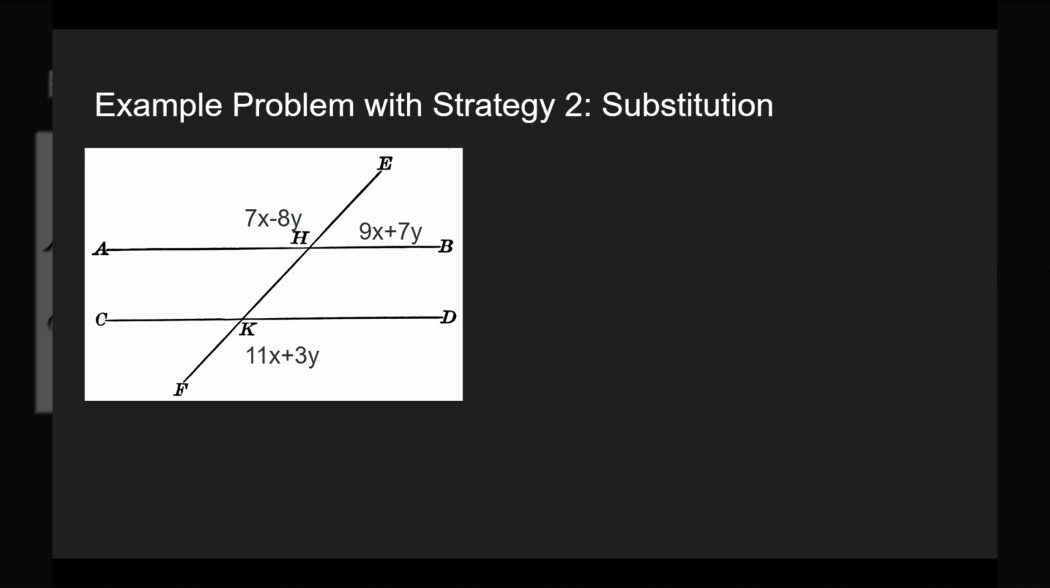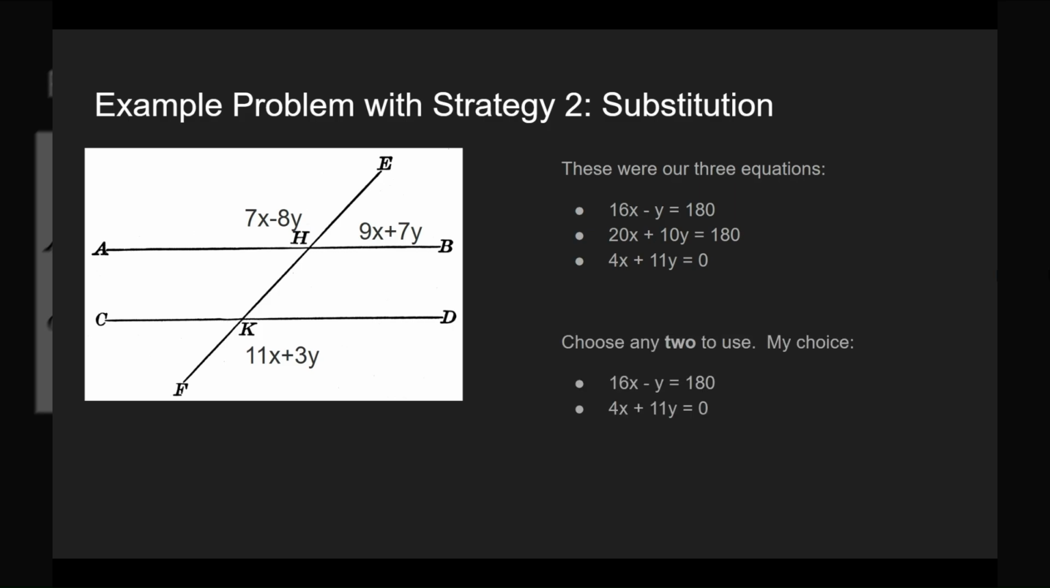Second strategy option is substitution. So once again, we're looking at the same example problem. We've got those same three original equations as before, and we're again going to choose any two of them. I'm going to choose the same two I did before just because I still really like those ones. But again, you could choose whichever two of these three you like. You will get the same answers for x and y either way.